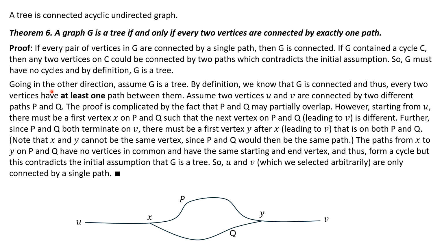Going in the other direction, assume G is a tree. By definition, we know that G is connected, and thus every two vertices have at least one path between them. Assume two vertices U and V are connected by two different paths, P and Q, and I drew it down here. So you have U and V, and then there are two paths that connect them. P is the one on top, Q is the one on the bottom, and the complication is that P and Q may overlap.